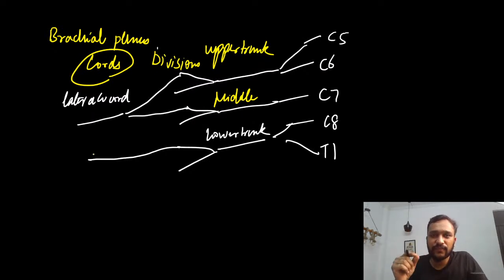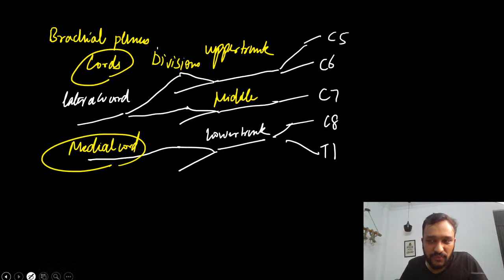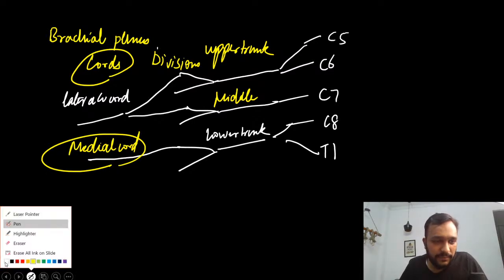Listen to me very carefully. Anterior division of the lower trunk is going to form what? Come on, guys. I'm waiting for you in the chat section. Anterior division of the lower trunk is going to form the medial cord, right?